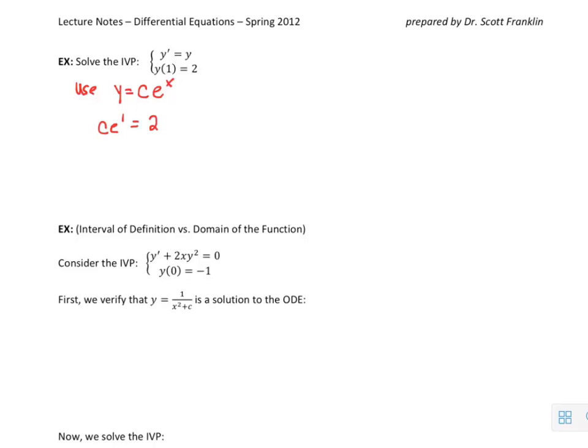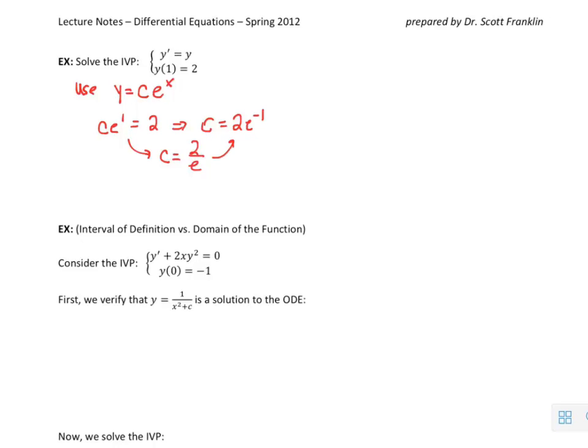Plugging in 1 for x and 2 for y, we get c e to the first is equal to 2, which would be c is equal to 2 e to the minus 1. We get that from basically just dividing, divide e to the other side, it looks like c equals 2 over e, and 2 over e is just e to the minus 1.